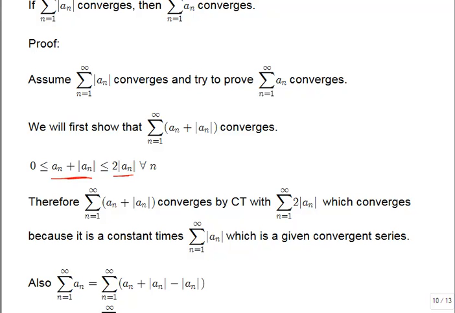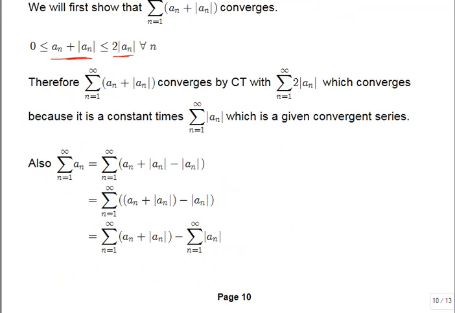Now we're going to use that, and we're going to be a little bit clever. We're going to show, or just realize, that a sub n is really just a sub n plus the absolute value of a sub n minus the absolute value of a sub n. I'm adding in a fancy version of 0 right here. Now I'm going to split this up into 2 series. I'm going to take the sum of a sub n plus absolute value of a sub n, and then I'm going to subtract from it the sum of the absolute value of a sub n. So I've got one series here and one series here.